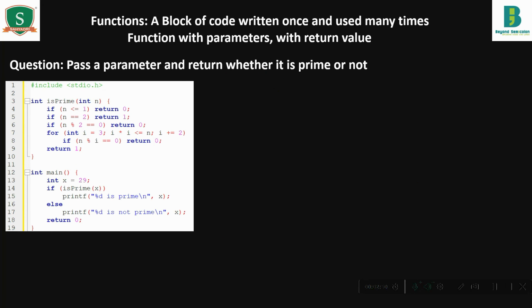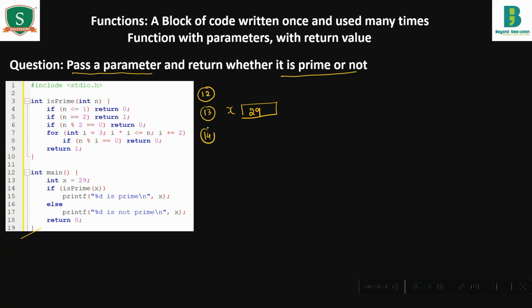Let us see one more example. We pass a parameter, that is we pass a number into a function, and that function will tell whether it is a prime number or not. If you look at this program, total 19 lines are there. So let us see line by line execution. The moment I execute this program, it starts from the 12th line, that is main function, and in the 13th line we have int x is equal to 29. So 29 is assigned to x.